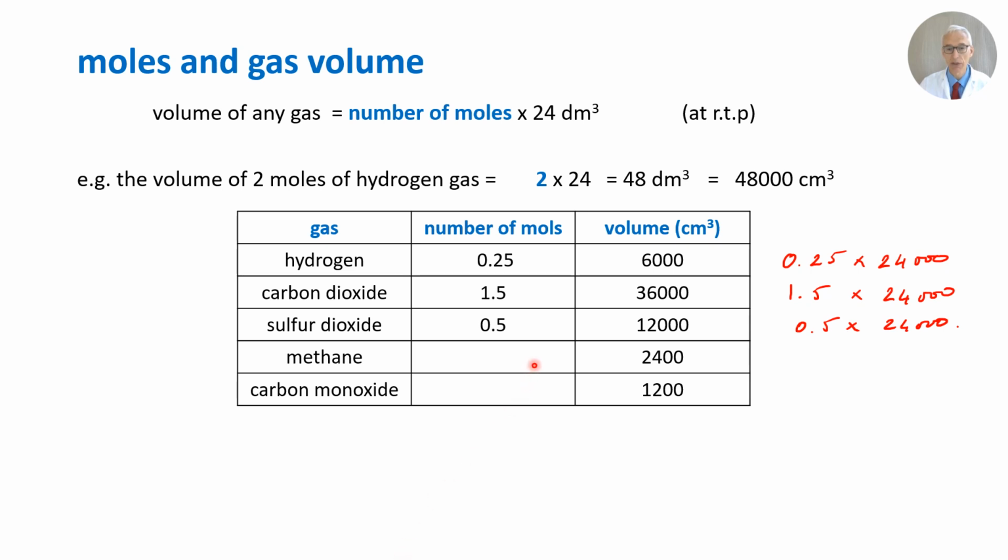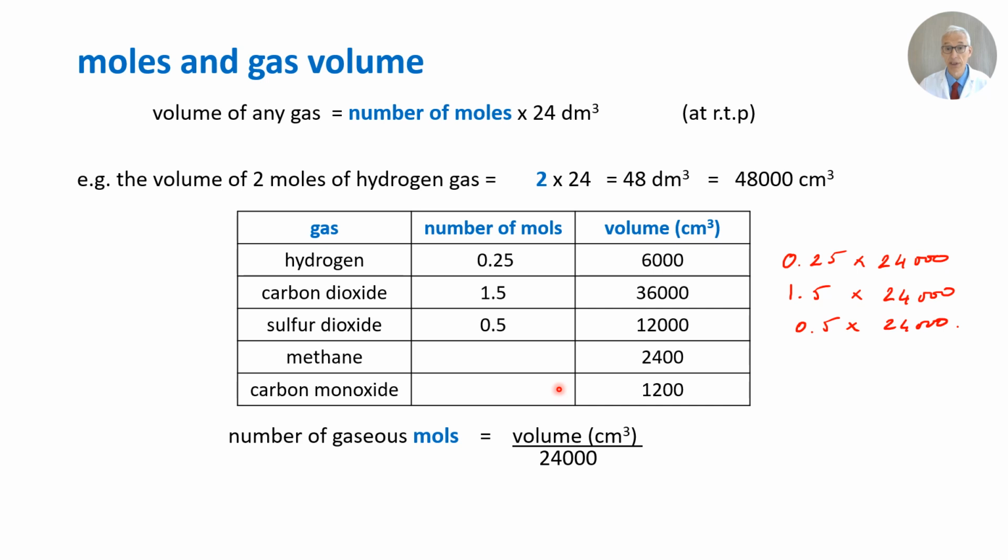How do we calculate the numbers of moles? Well, we're simply going to rearrange this equation so that we isolate the number of gaseous moles as equaling the volume of gas divided by 24,000. All I've done is divide both sides by 24 decimeters cubed or 24,000 centimeters cubed. So numbers of moles is the volume divided by 24,000 if the volume is in centimeters cubed, and I am working in centimeters cubed. So if you haven't completed these two, pause and complete.